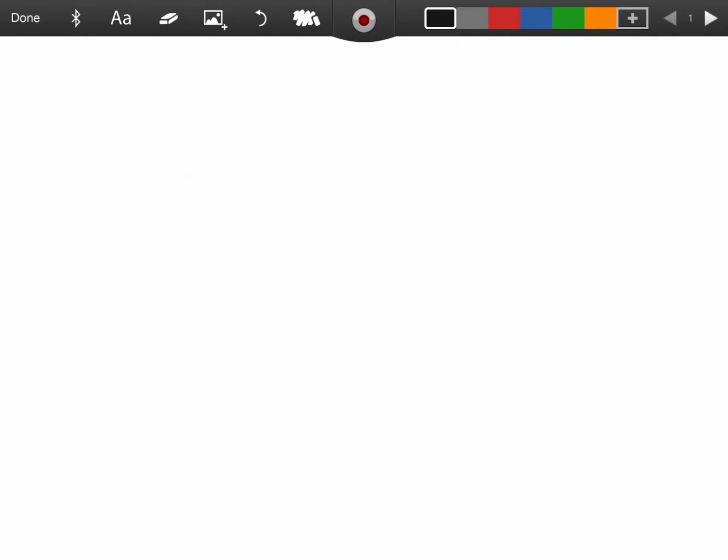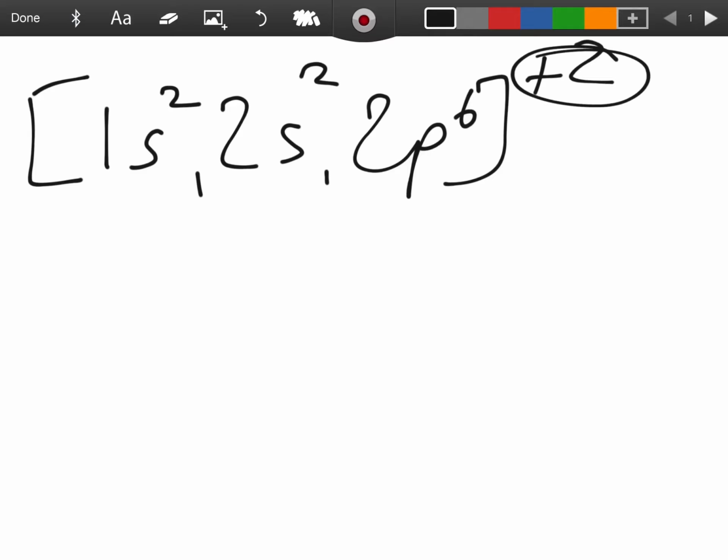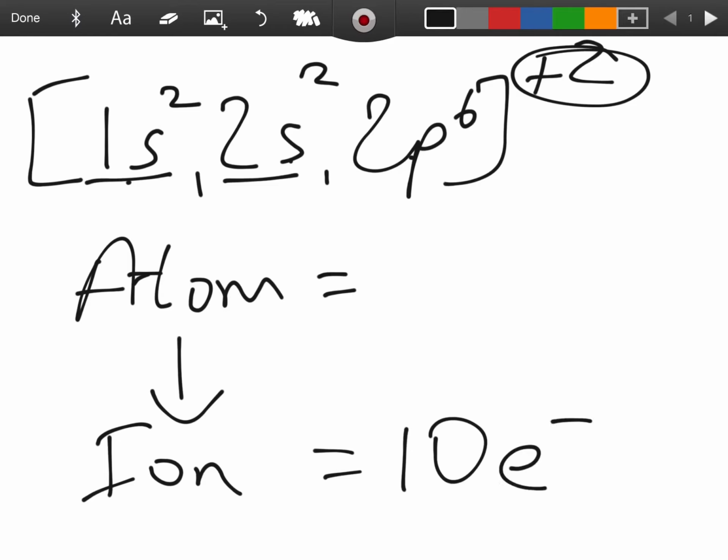So I'll just clear that now. What about if they asked you to identify something like this, okay? Plus 2. You need to say to yourself, well, this is an ion because it's charged. It's a positively charged ion. Again, start with the atom. I don't know much about the atom, but I do know that the ion has how many electrons? 1, 2. So that's 2 and 2 is 4 and 6 is 10. So the ion has 10 electrons.